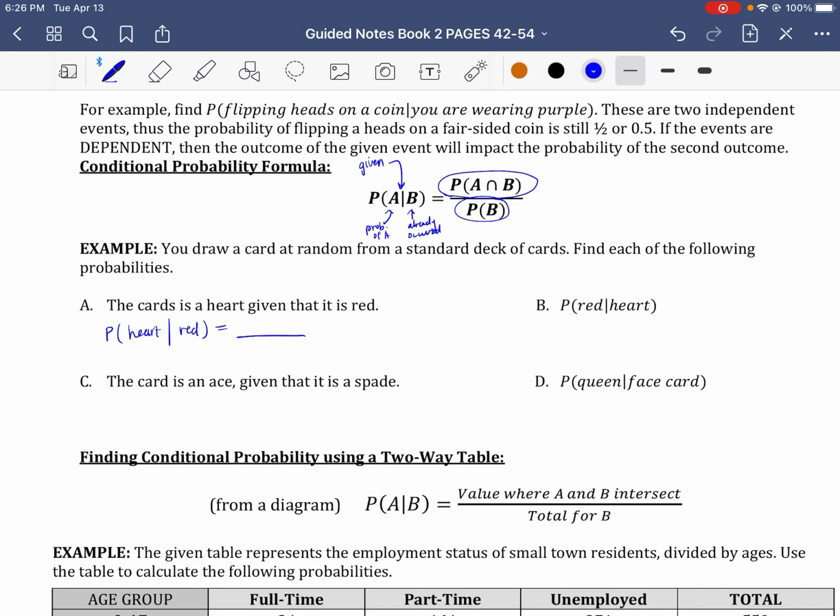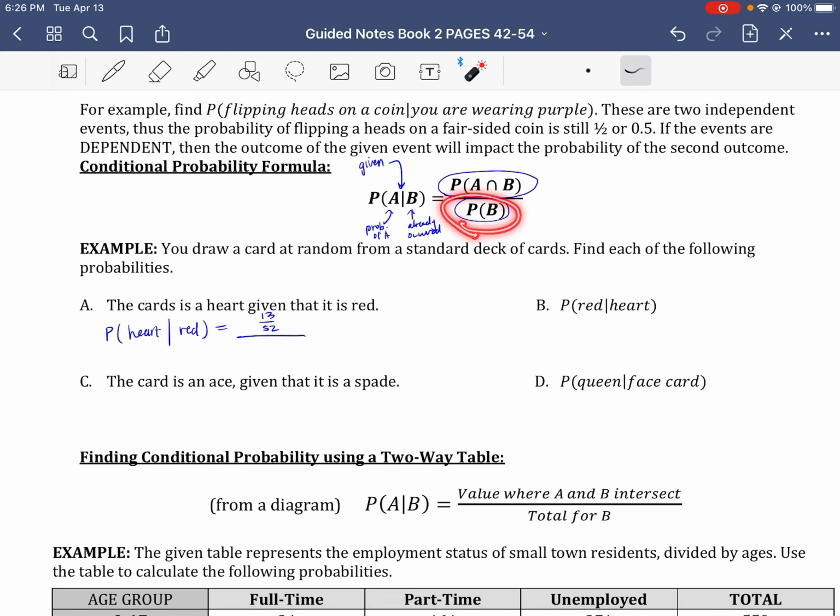Okay. Now notice if I use the formula, that would be on the top, the probability of both events occurring. So the probability that they're red and they're hearts. Now all the hearts in the deck are red. So that would be 13 out of 52. All of those hearts are red.